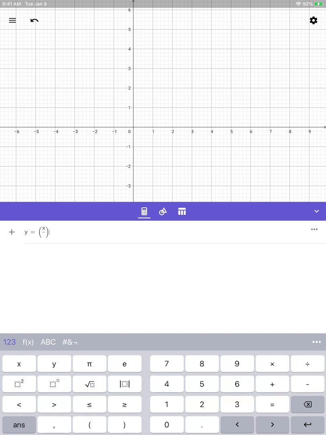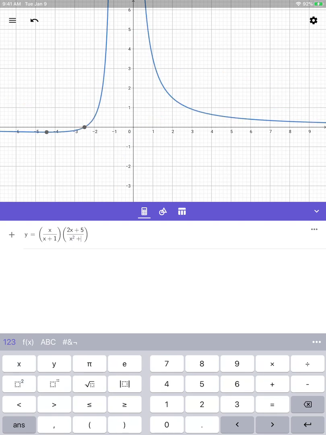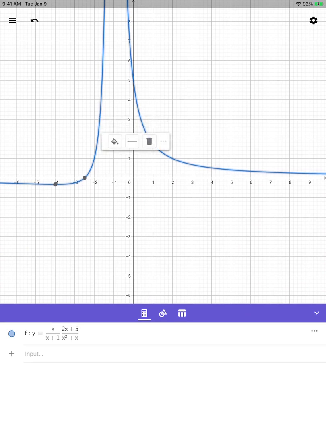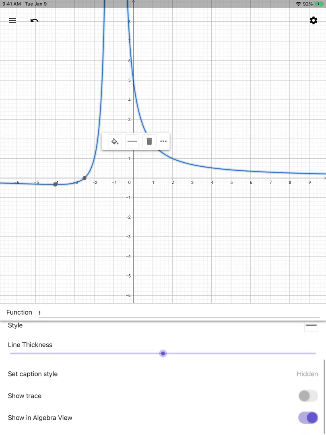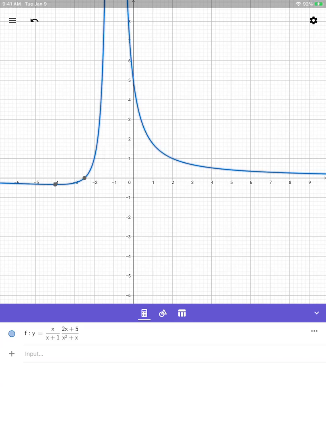Okay, x divided by x plus 1 times 2x plus 5 divided by x squared plus x. Okay, and so now let's see if we can trace the way I want to. Okay, so let's try doing that. No, it's not working the way I wanted to.